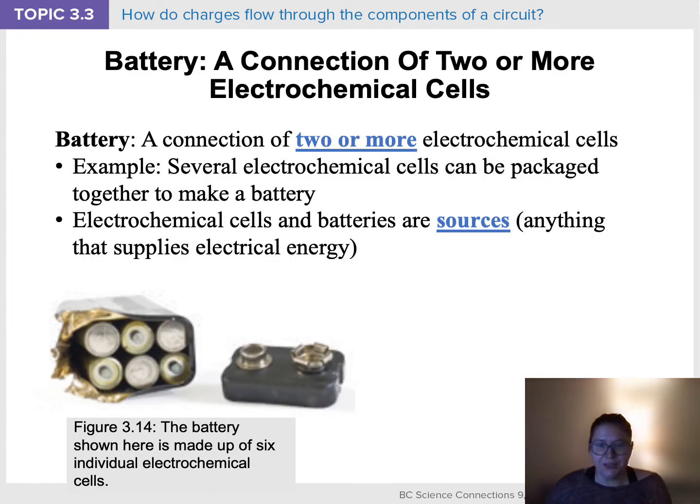So if those are electrochemical cells, what's a battery? A battery is a connection of two or more electrochemical cells. So for example, you can put several electrochemical cells together to make a battery. So here, this battery is made up of 6 different electrochemical cells. Electrochemical cells and batteries are both called sources, and a source is anything that supplies electrical energy. We're going to use the word source a lot. So both electrochemical cells and batteries are sources.